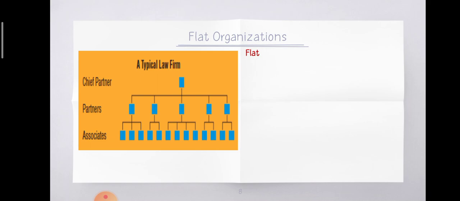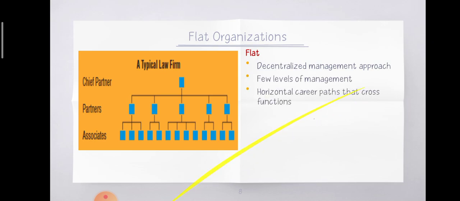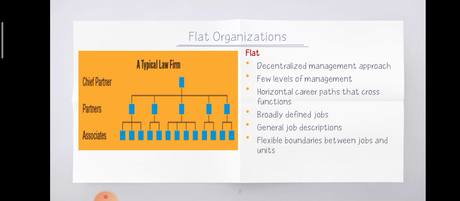See the word of mouth. Okay. So here are the characteristics of a flat organization: decentralized management approach, few levels of management, horizontal career paths that cross functions, broadly defined jobs, general job descriptions, flexible boundaries between jobs and units, emphasis on teams, strong focus on the customer. Now, as I have said before, a flat organization is after a focus on customer satisfaction.